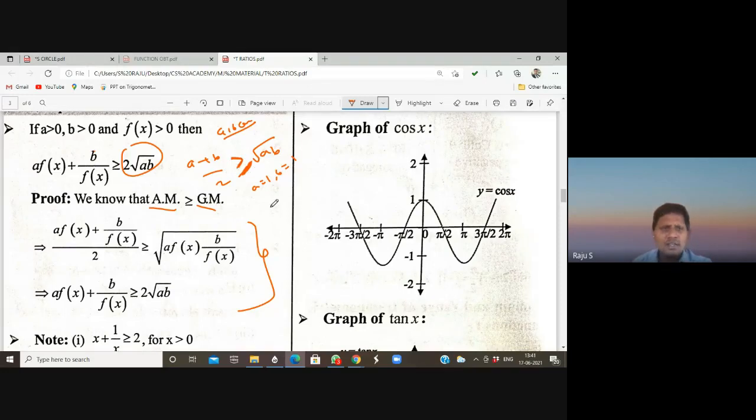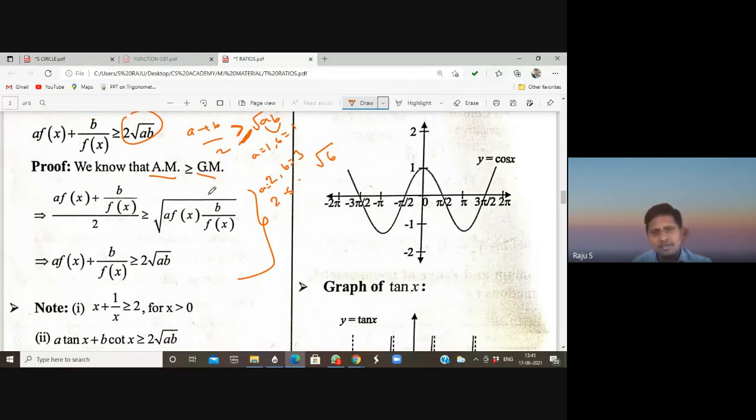Is it greater than? Yes, you can take a equal to 2, b equal to 3. Then what about the left side? Left side is 2 plus 3, 5, 5 by 2, 2.5. The right side is root 6. What is root 6? 2 into 3, no? What is root 6?